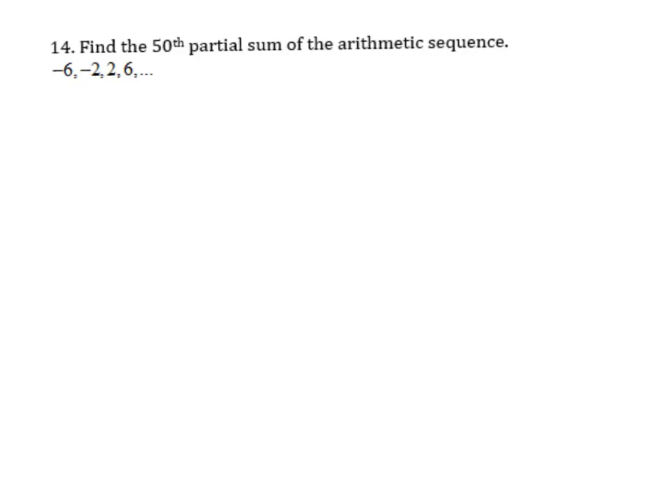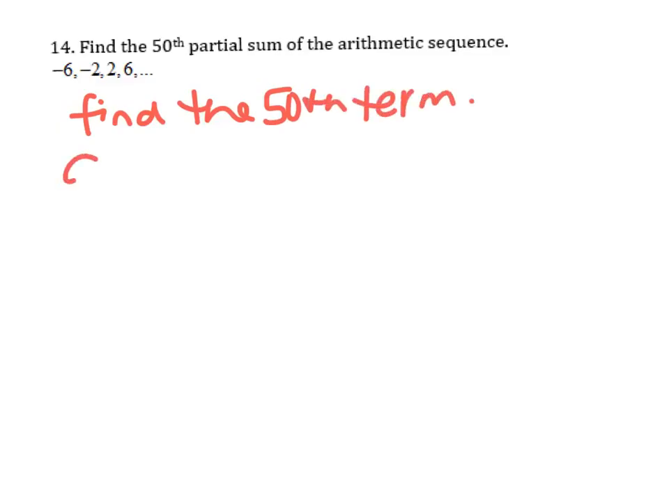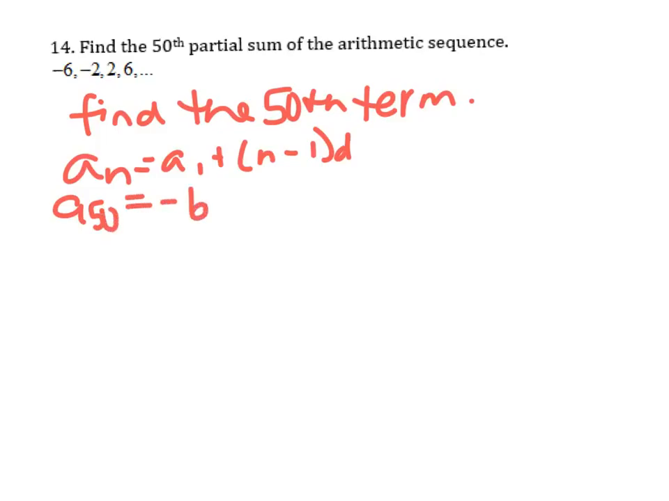Number 14, I want to find the 50th partial sum of the arithmetic sequence. So the 50th partial sum, even though this goes to infinity, if I want to find a partial sum for it, or a sum of a certain number of terms, I call it a partial sum. So the first thing I need to do is find the 50th term. To do that, we're going to have to use our first equation to find our 50th term.